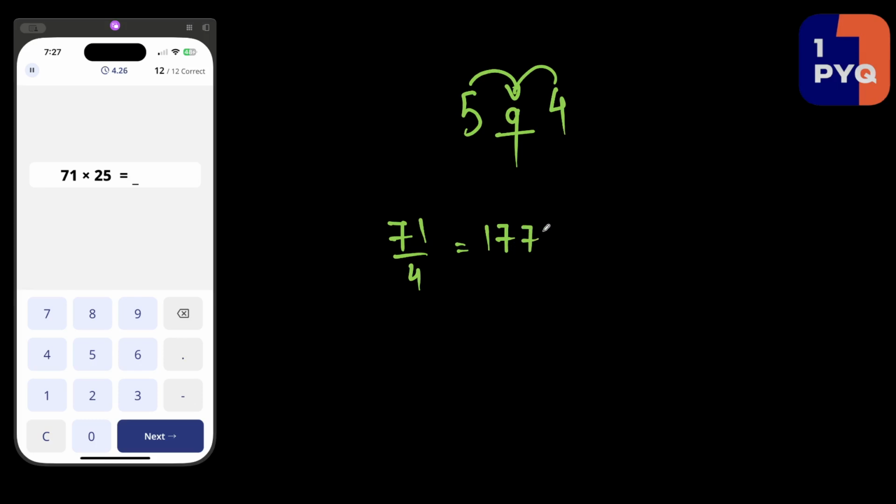Sevens are 28 again, and 5. So 1775, right? 15 twos are 30, or 15 fives are 75. 750 plus 30 is going to be 780. Similarly, 15 nines is 135. 1350 would be my answer.